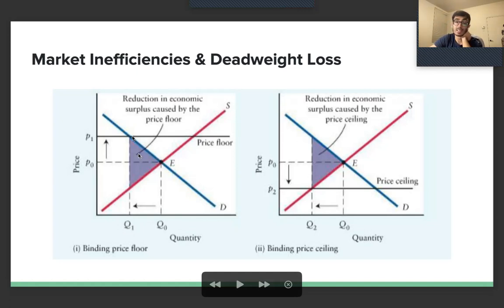And in both cases, the shaded part is the part of the economic surplus that's not captured anymore, and it's a loss. So that's what we call a deadweight loss, where certain restrictions in the economy cause us to not fully take advantage of the entire economic surplus, and some surplus is left out, and that's what we call a deadweight loss.